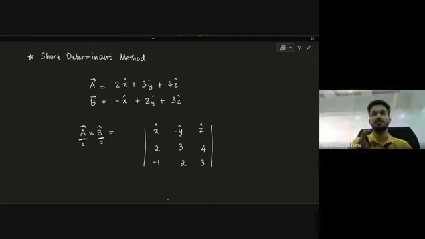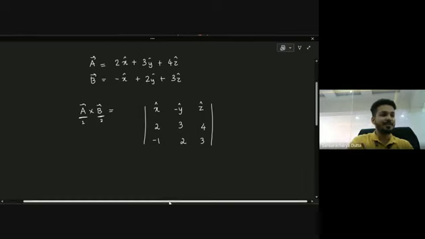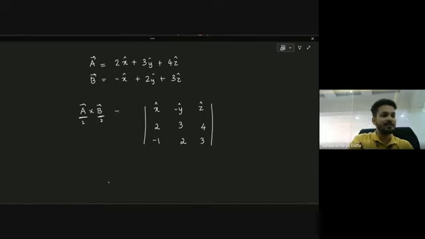You don't have to write the x cap again. Yes, just the magnitudes. Just the magnitudes. Okay. Now I know my a cross b vector will have what?